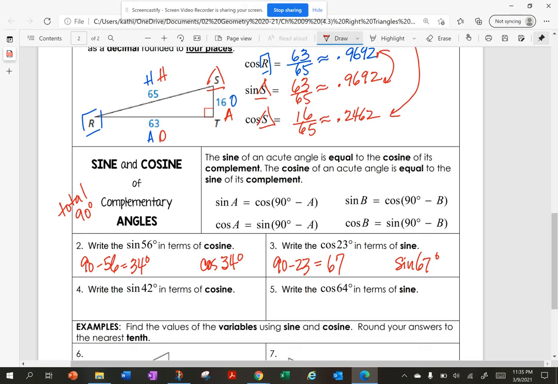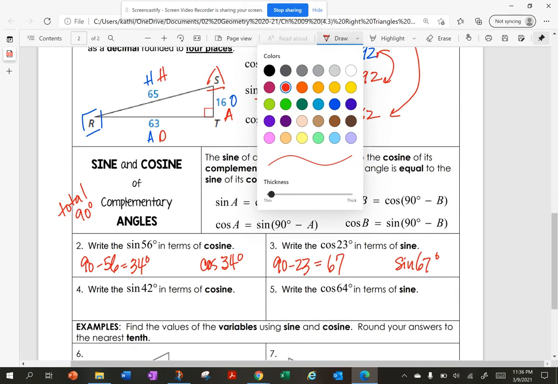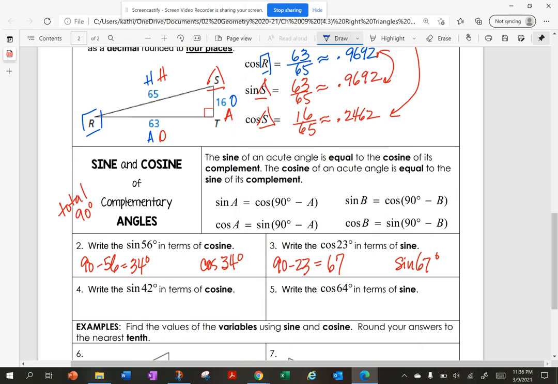Okay, can you try 4 and 5? Pause the video and tell me what you get. Okay, how did you do? So 90 minus 42 is 48. So this would be the cosine of 48 degrees. And 90 minus 64 is 26. So this would be the sine of 26 degrees. How did you do?